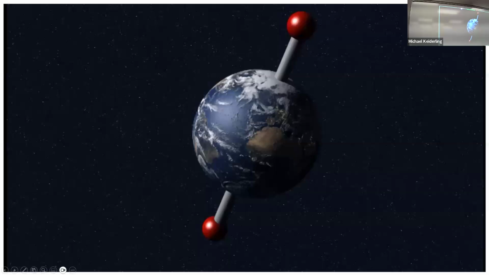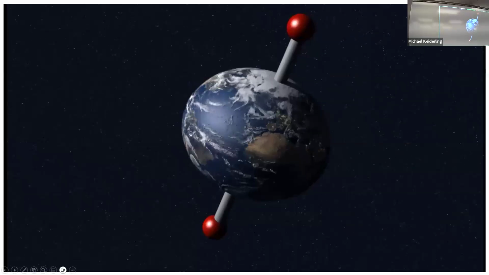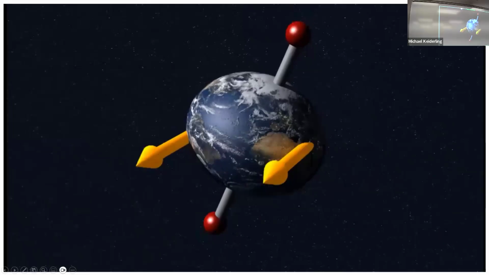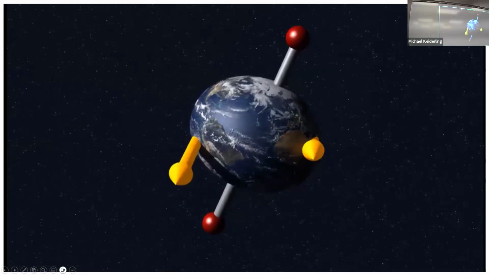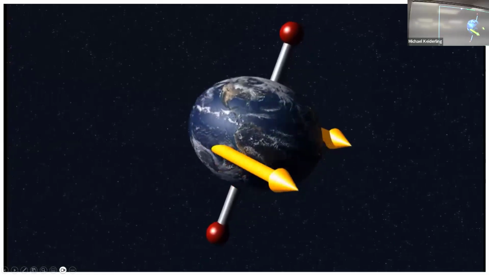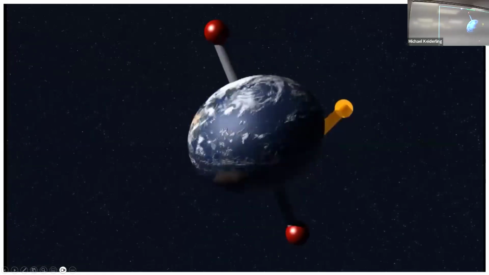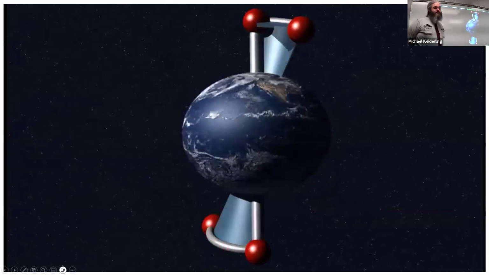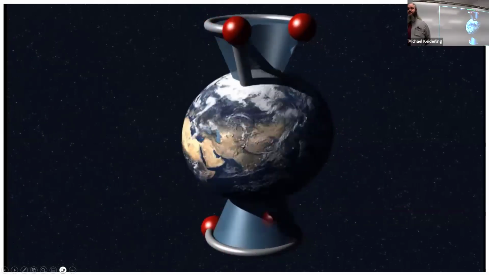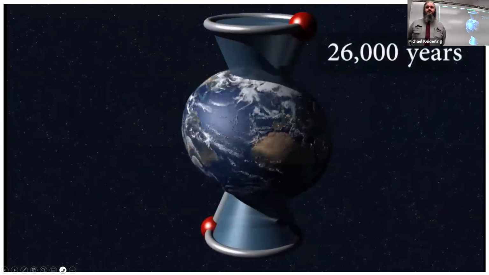Because the Earth is not a perfect sphere, the gravitational force of the Sun isn't perfectly balanced. One side of the Earth gets tugged just a little bit more, and this causes the Earth's axis to spin, completing one revolution every 26,000 years. This also affects the length of the year.